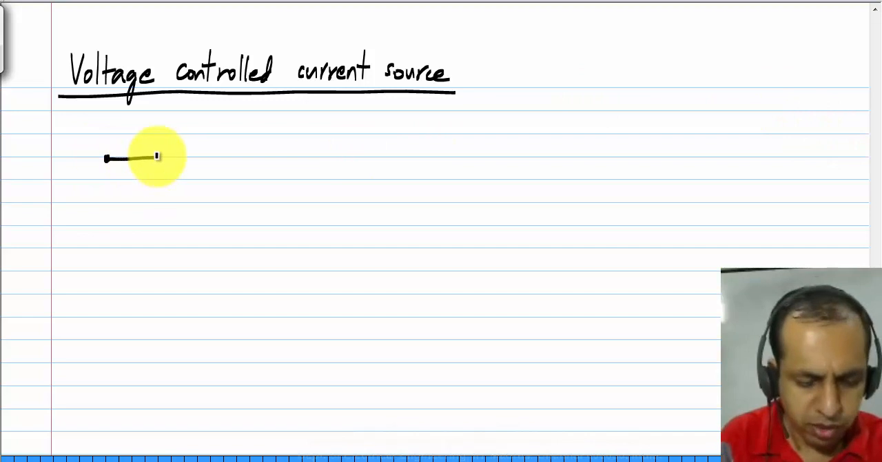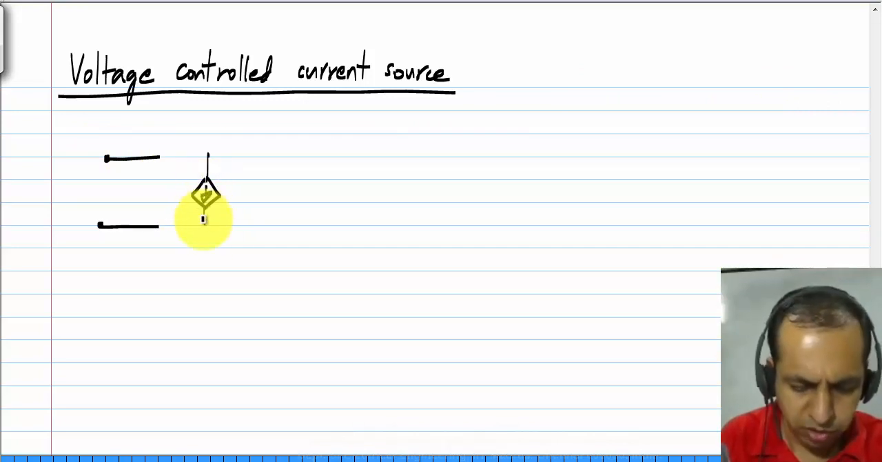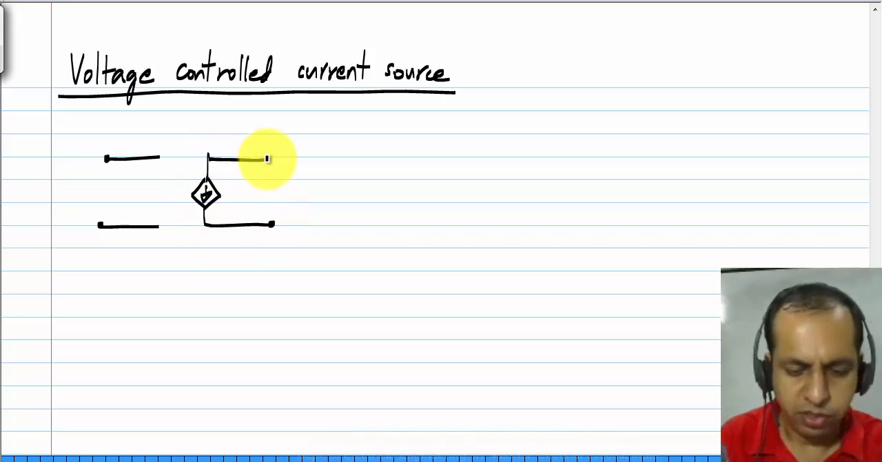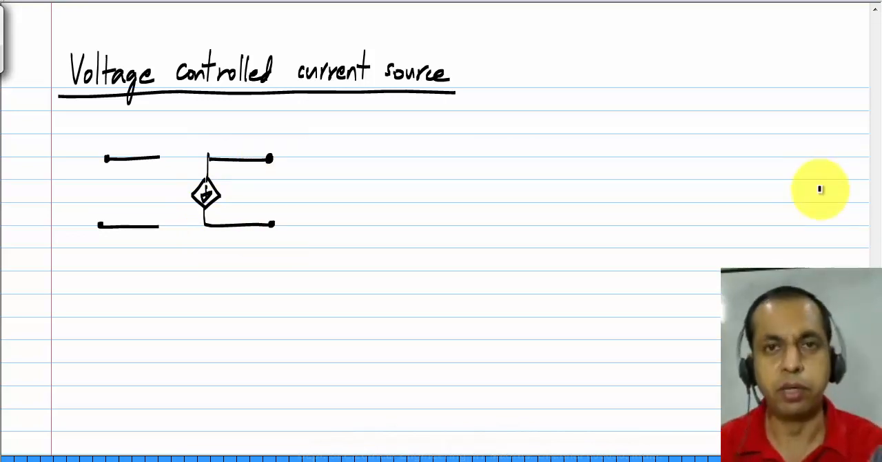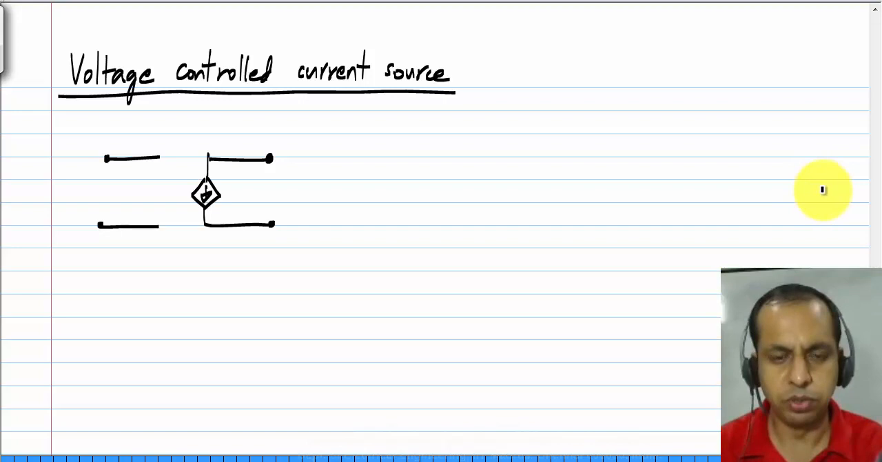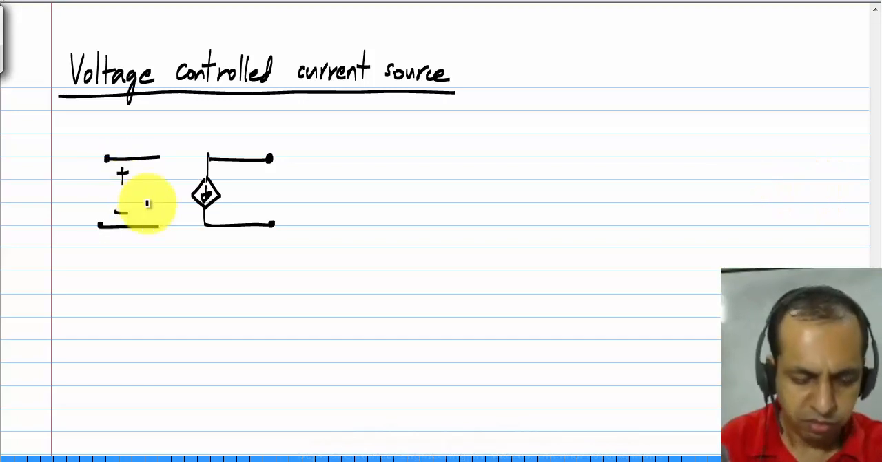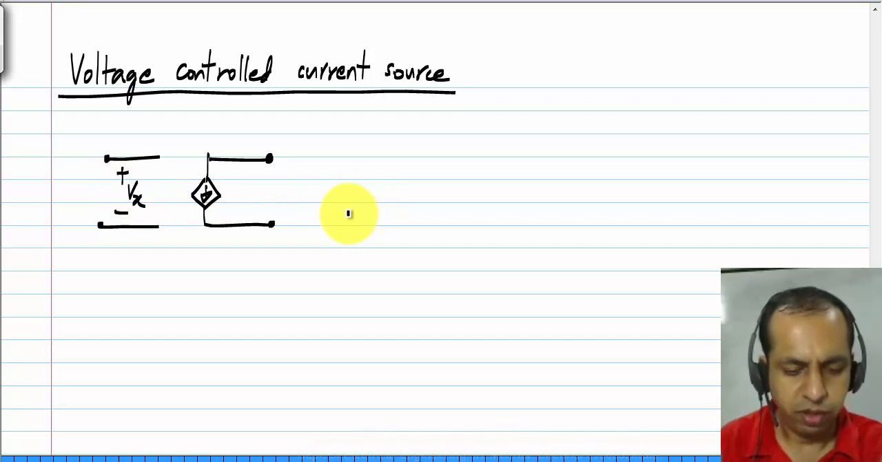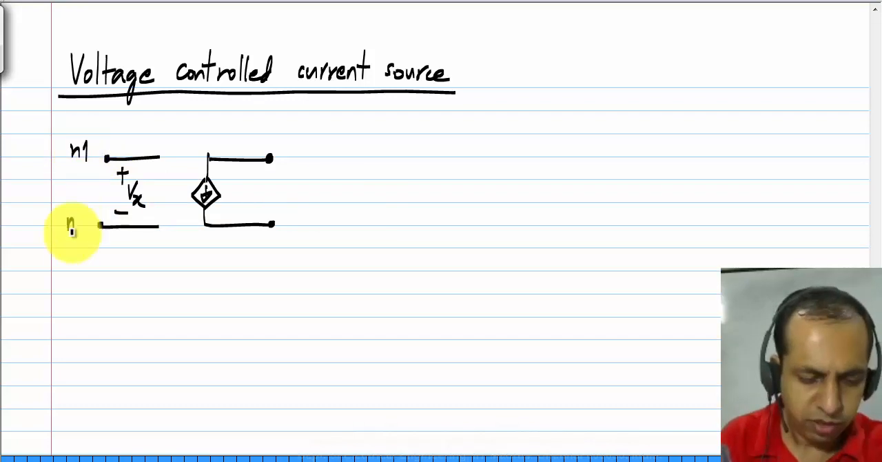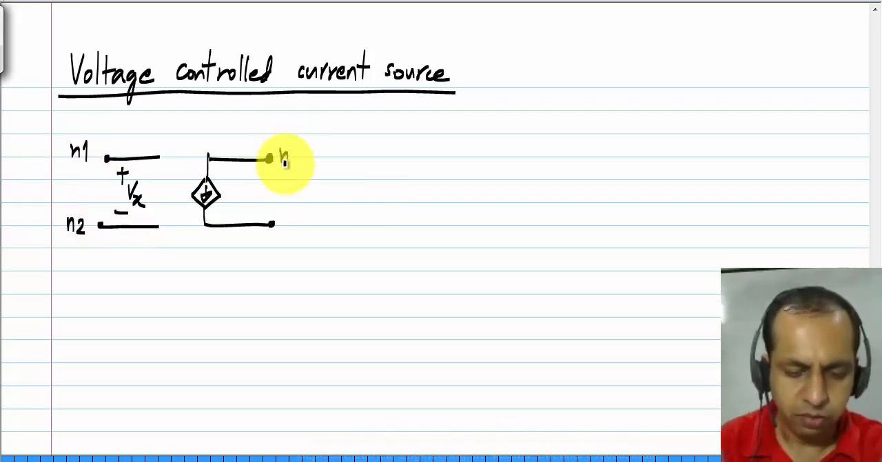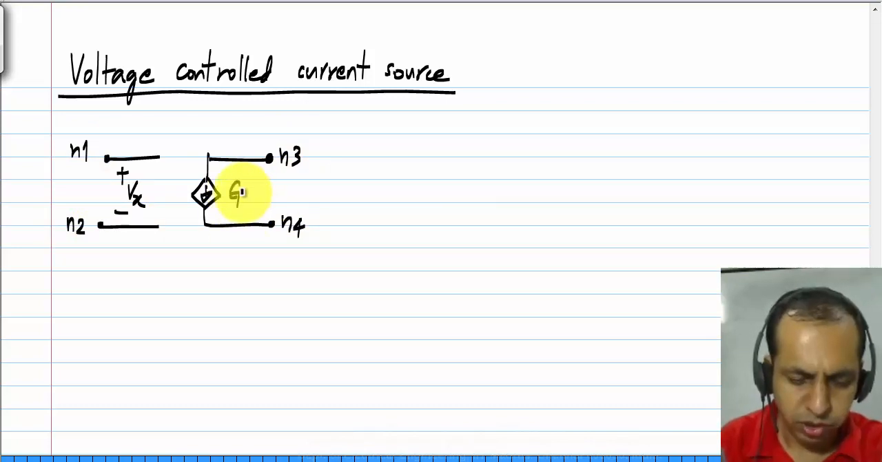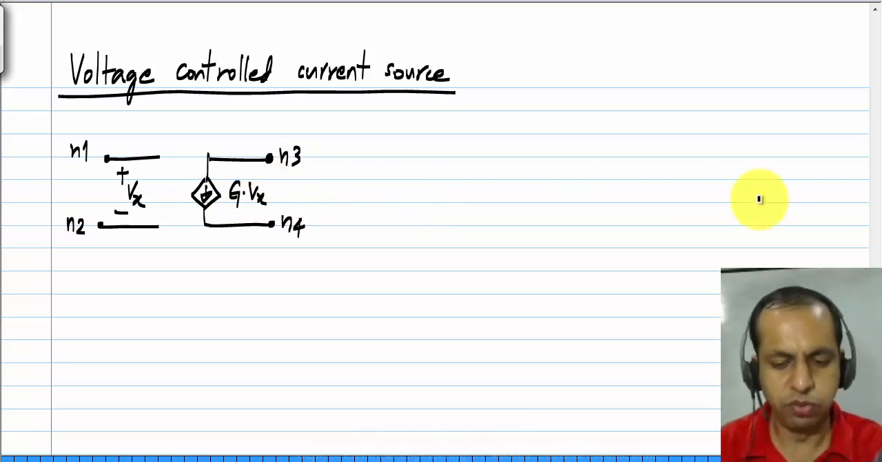And this is given by a symbol which is similar to a current source, but again we use a diamond instead of a circle to distinguish independent sources from controlled sources. And also we have to have controlling nodes. What this says is, if the voltage between let's say N1 and N2 is Vx, that will cause a current some G times Vx to flow from N3 to N4.